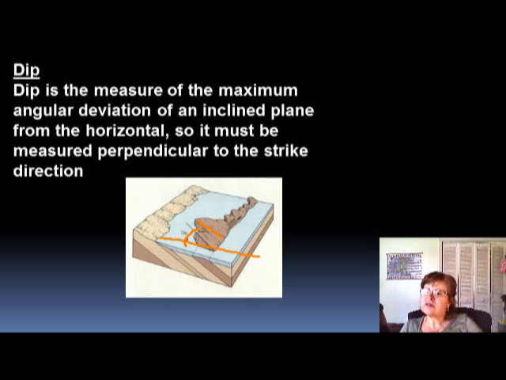So that's the maximum angular deviation of your rock layer from the horizontal plane. And you have to measure it perpendicular to the strike, because that is the only way you can get the maximum angular deviation. Okay, so we always have to make sure that we're measuring the angle of the dip in the dip direction, which is always perpendicular to the strike.